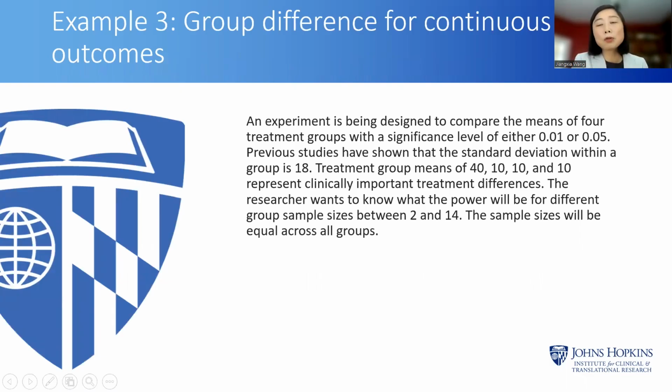And now let's go over an example for continuous outcomes. Here I'm looking at an experiment designed to compare the means of 4 treatment groups with a significance level of either 0.01 or 0.05. The previous study has shown that the standard deviation within a group is 18. The treatment group means are 40, 10, 10, and 10, which represent the clinically important treatment differences. The researcher wants to know what the power will be for different group sample sizes between 2 and 14. The sample sizes will be equal across all the groups, so equal group allocations.